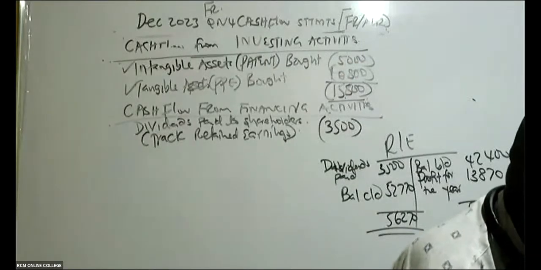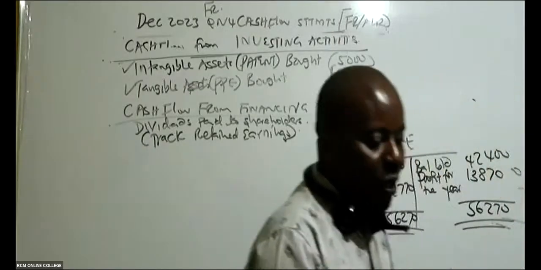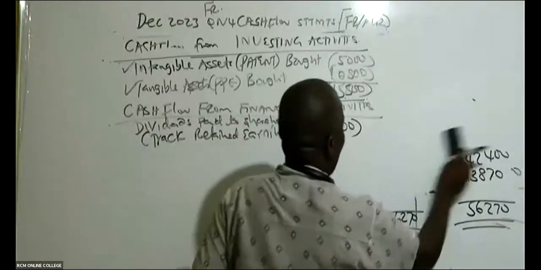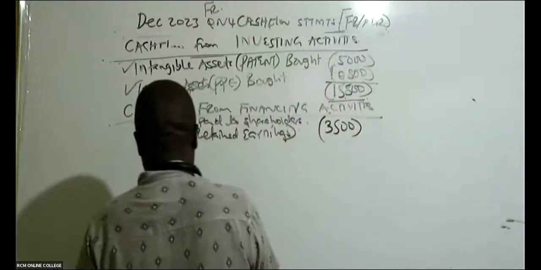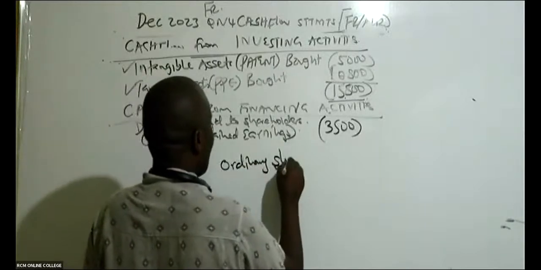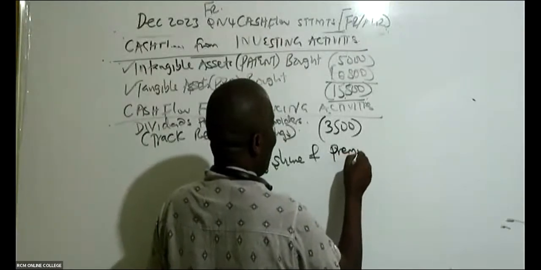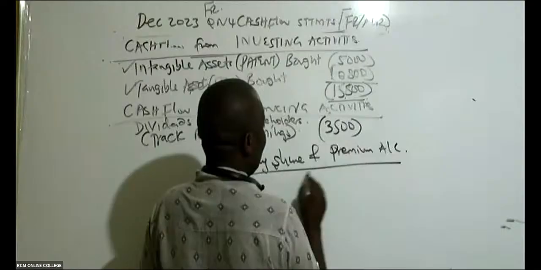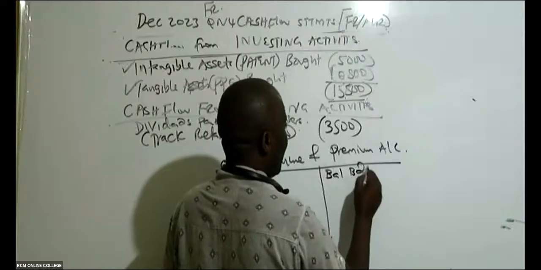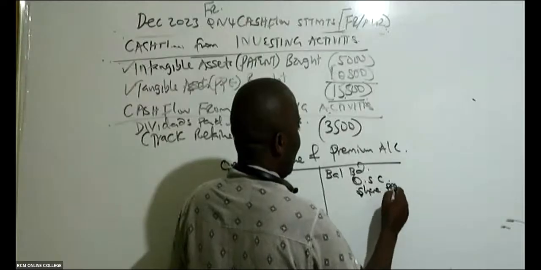Now, from there, ladies and gentlemen, go to your ordinary shares. If you look at your ordinary shares account, those belong here. You know, we have debt and equity. So we look at ordinary shares and share premium account. You combine them. It's an equity, so balance brought down here. Start with the ordinary share capital, and then we have share premium.